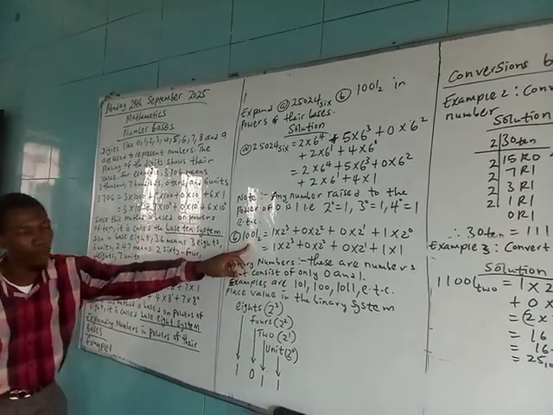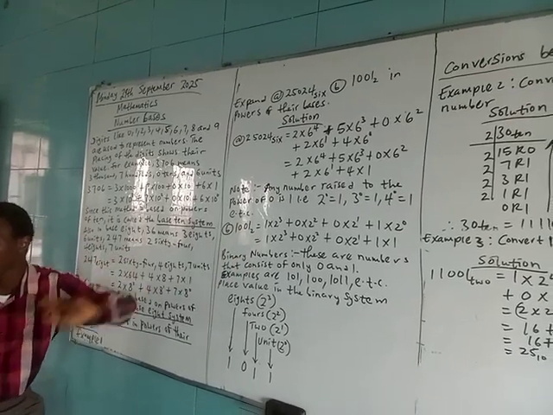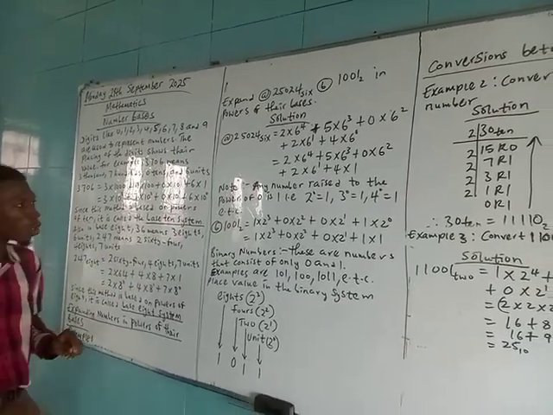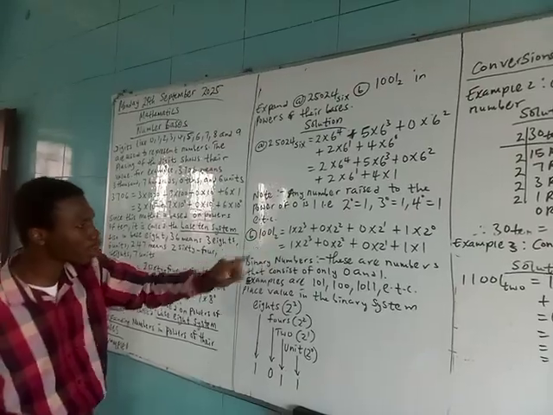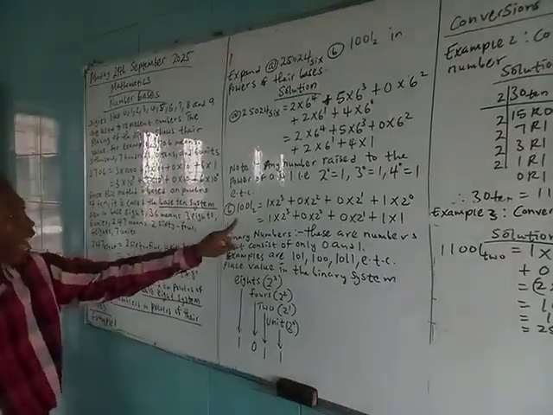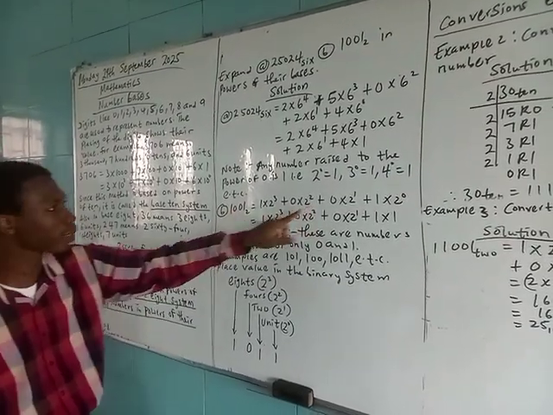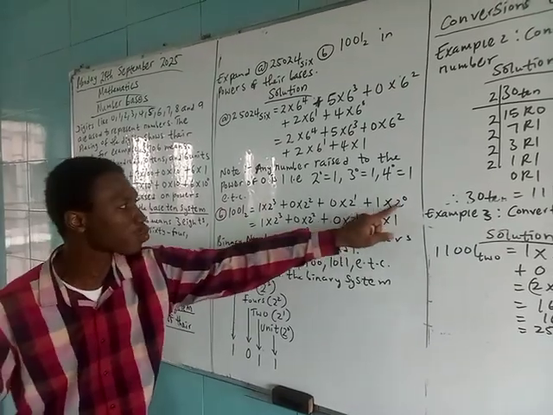Now I want to expand a number that is in base 2. How do you expand a number that is in base 2? What you will do is use each of the digits to multiply the base. And what is the base? The base is base 2. So 1 times 2 plus 0 times 2 plus 0 times 2 plus 1 times 2.